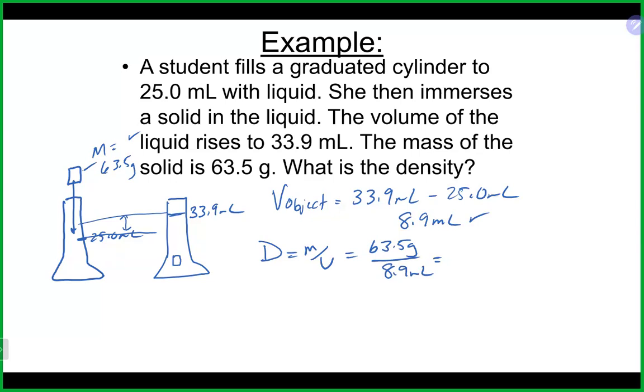And that's going to give us a density of 7.1 grams per milliliter in this case. Any questions on that one? Significant figure wise, I ended up with 2 based off of really the first part of the calculation, right?